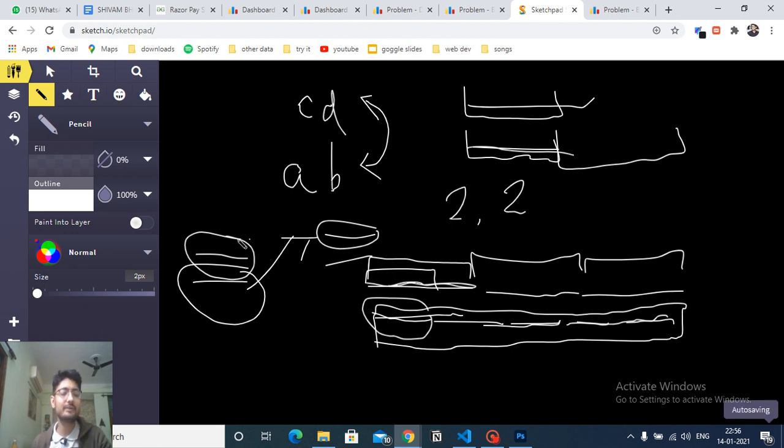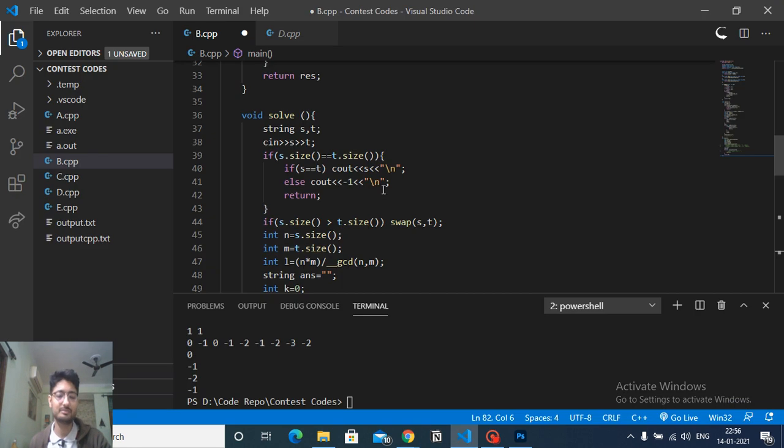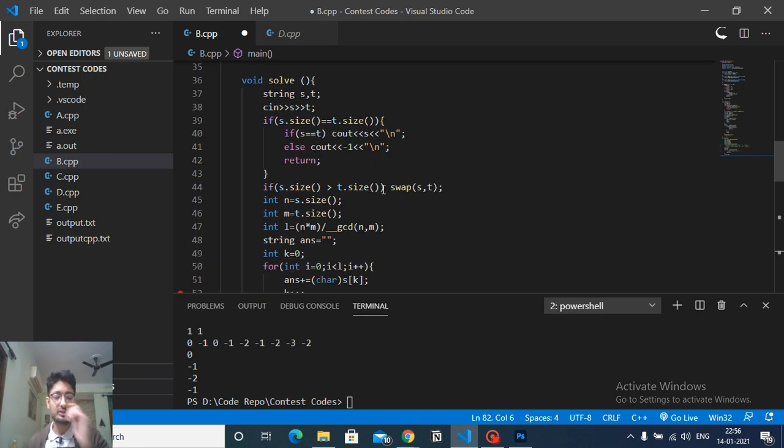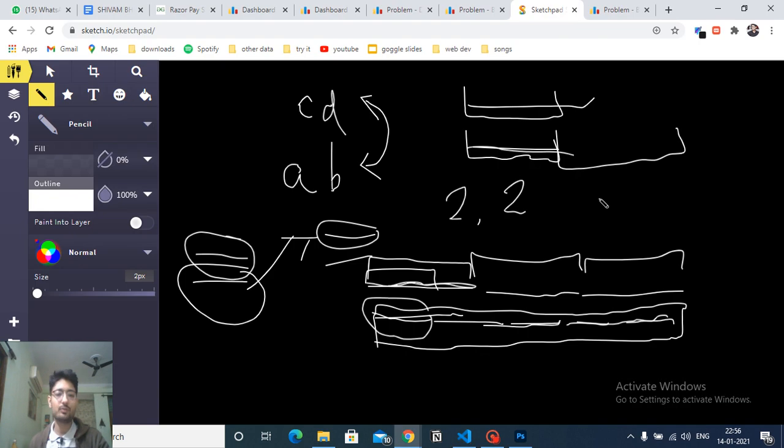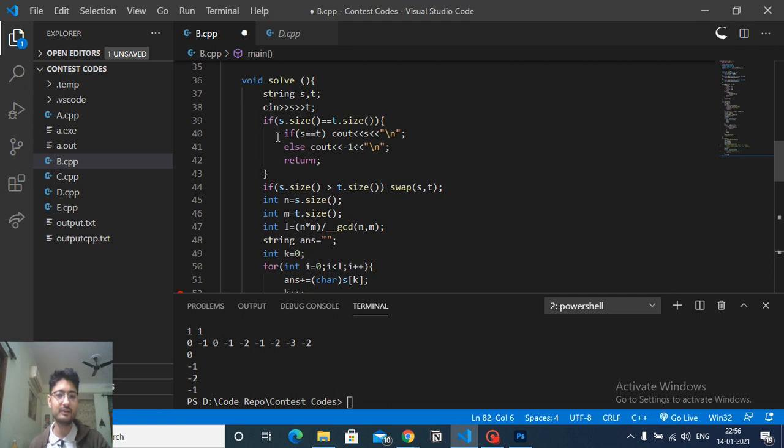But if both of them have the same length but are different, then the answer is obviously -1. Now, I've done this because I have two strings, S and T, and I always want the smaller string to be S and the larger string to be T, so that I can easily compare them. Because if both are the same length, we have already handled that case.